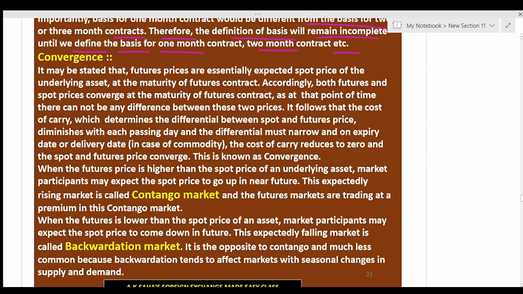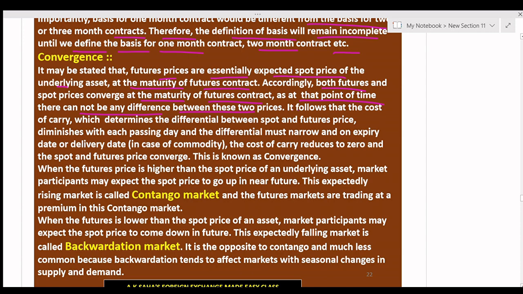Next comes convergence. It may be stated that future prices are essentially the expected spot price of the underlying asset at the maturity of the future contract. That is, ultimately both future and spot price converge at the maturity of the future contract, as at that point of time there cannot be any difference between these two prices.